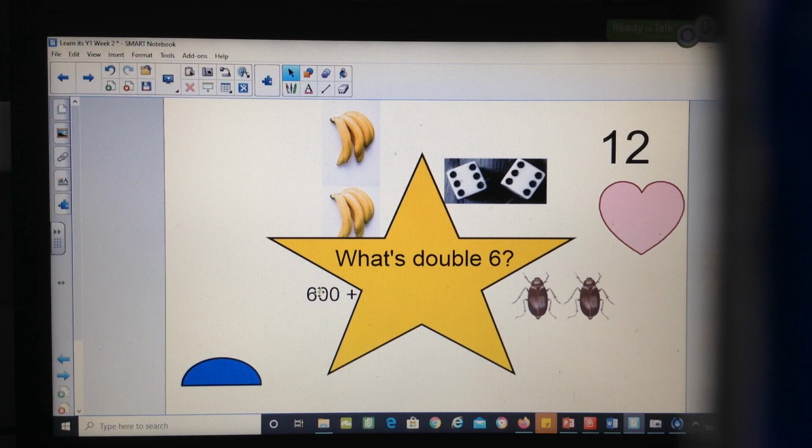So what is 600 add 600? What is double 600? Well, double 600 is 1200. 6 add 6 is 12. 600 add 600 is 1200. And we call that 1200. If you know your doubles, you know so much more, don't you?